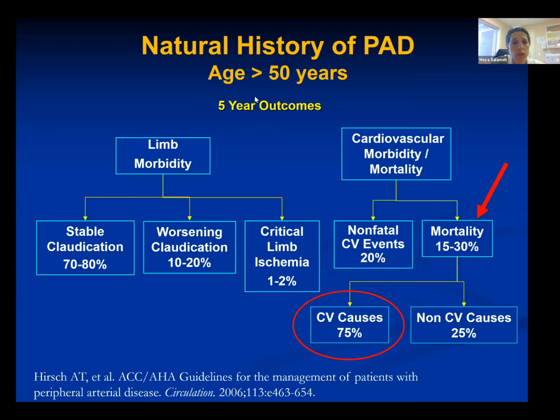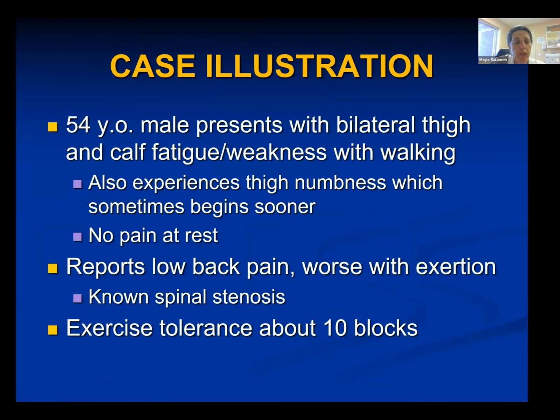It is important also to look at the limb morbidity. While the majority of patients with PAD will experience stabilization in their claudication symptoms, up to 20% will have worsening claudication, which negatively impacts their mobility and quality of life. And up to 2% actually proceed to critical limb ischemia, which can have devastating consequences in terms of gangrene, amputation, et cetera. So I'd like to present a case of one of my patients, which I feel will illustrate some of the topics I want to cover today.